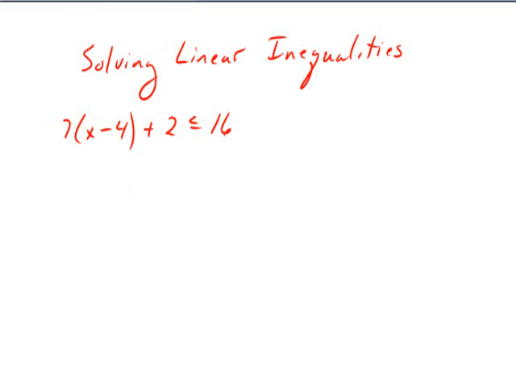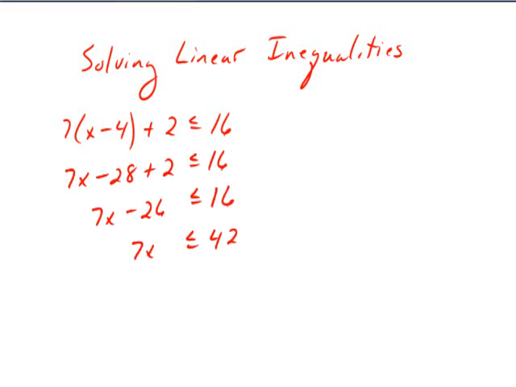So a problem like this one, we can distribute the 7. We can combine like terms on the left-hand side. We can add 26 to both sides. And we can divide by 7 to get x is less than or equal to 6. Notice I left the inequality symbol less than or equal to the same throughout the whole problem because I never multiplied or divided by a negative number.